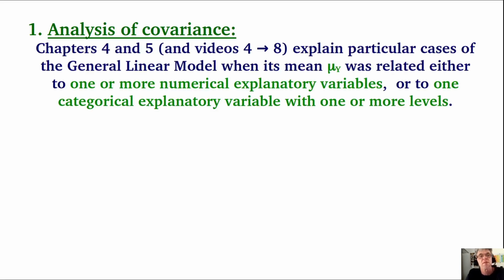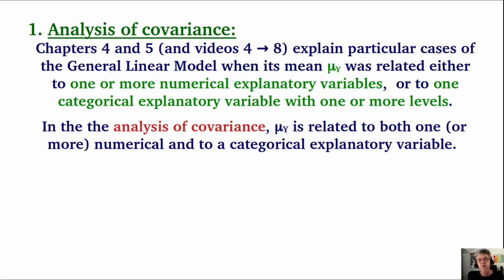In chapters 4 and 5 and videos 4 to 8, I explain particular cases of the general linear model when the mean of the response variable, mu of y, was related to either one or several numerical explanatory variables or to one or several categorical explanatory variables with either one, two, or more levels. In the analysis of covariance, the mean of the response variable is related to both one or more numerical explanatory variables and one or more categorical explanatory variables.